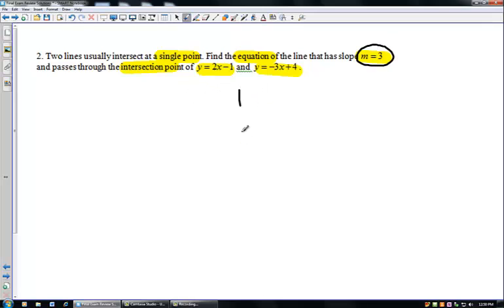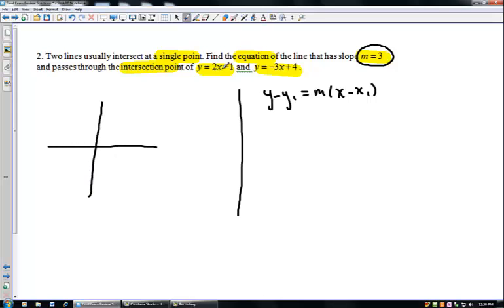Once we find the point, we can plug into the slope point form, y minus y1 equals m times x minus x1. So right now we know m is 3. We just need to find where these two meet. And so the idea, and you can graph these if you want. All right, so the graph of the first one, 2x minus 1, means it has a y-intercept here of negative 1, and so it probably looks something like this. And so that's y equals about 2x minus 1.